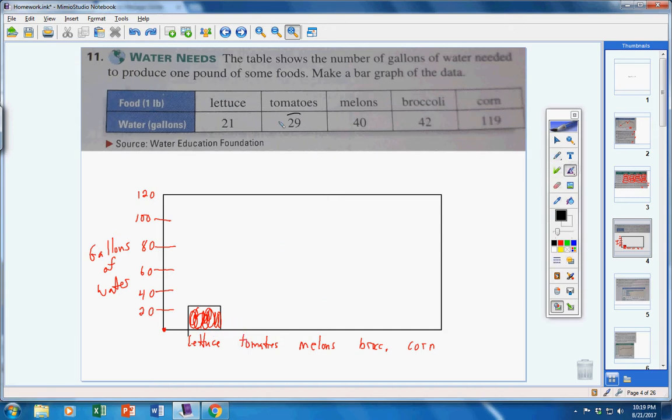So, tomatoes is 29, so 20, 30, so just about right there should work, alright? Let's color that in. And now let's go on to melons. Melons is 40, so about right there. Broccoli is 42, just a tad higher, barely. Not much, just a tad higher.